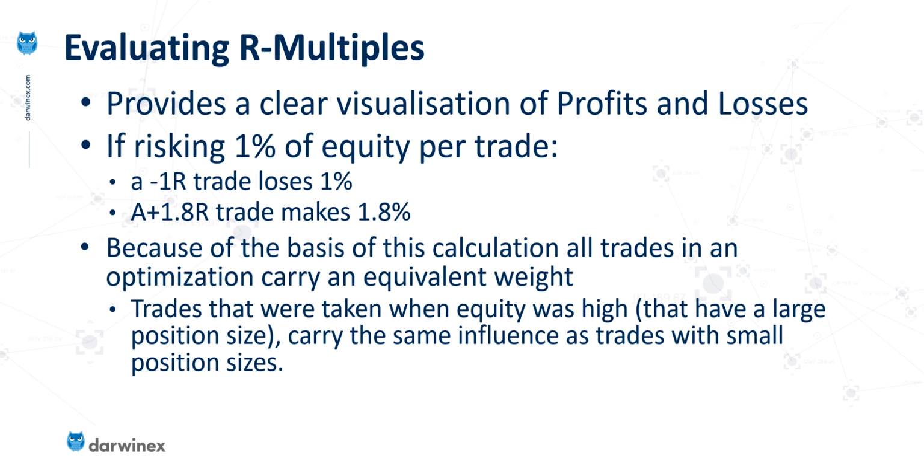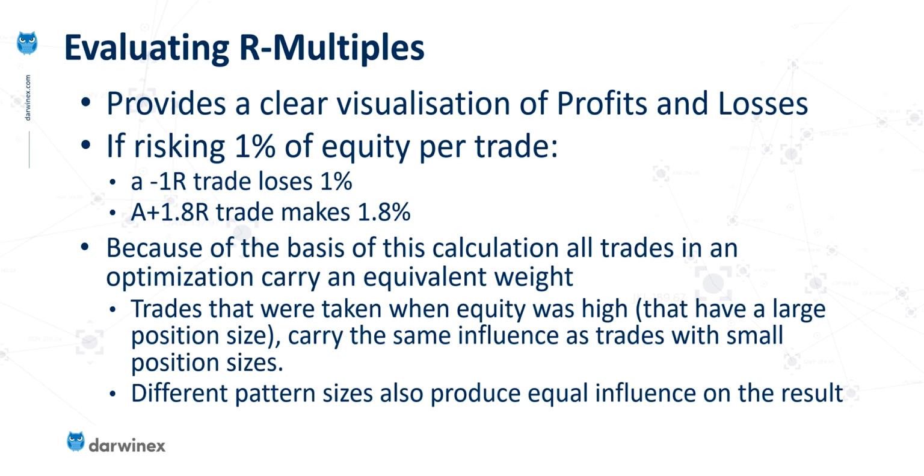But by taking this approach, a 1.8R trade always has the same influence, regardless of whether that made you $200 or $2. And that's exactly what we want to give us a fair comparison and to make the results of the optimization as meaningful as possible. What it also means, if you're trading some kind of pattern-based strategy, is that the actual size of each of the patterns that lead to a trade, again, still have an equal influence regardless of how big they were. And in terms of generalized rules, again, this is what we want.